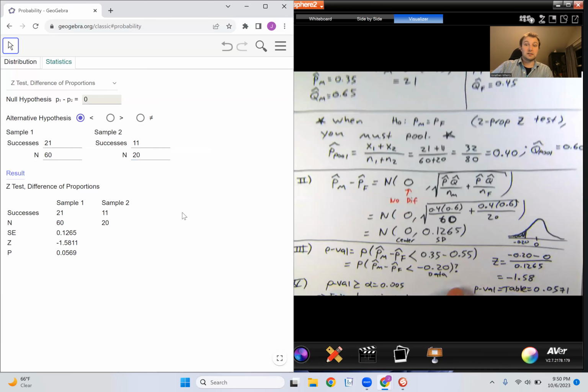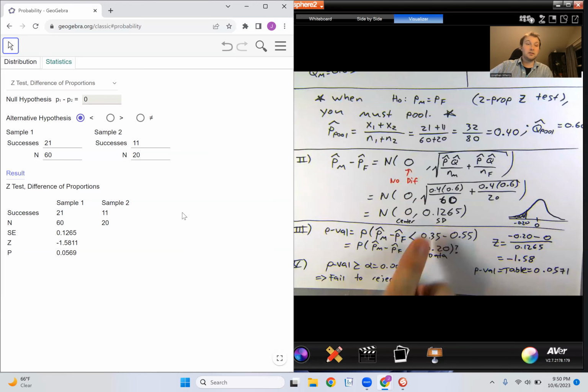When I do this, it gives me my standard deviation value, 0.1265. So my standard deviations match up. Great. It gives me a z-score of negative 1.58, also really good. And most importantly, it gives me a p-value, if I round, of 0.057. So my results are matching here for both the by hand method and double checking my work inside of GeoGebra.